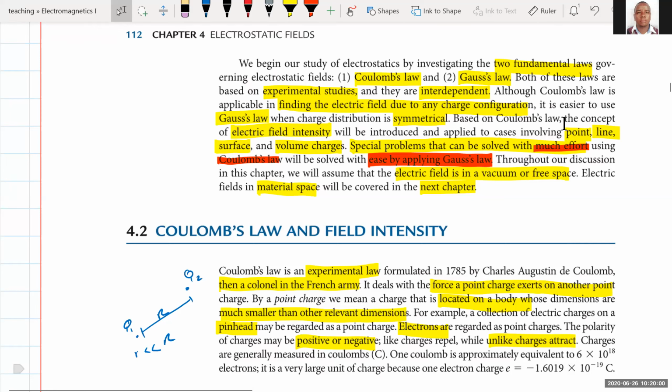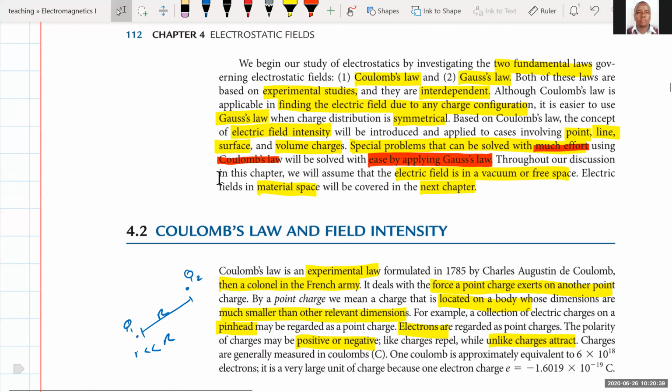Based on Coulomb's law, the concept of electric field intensity will be introduced and applied to cases involving point, line, surface, and volume charges. Special problems that can be solved with much effort using Coulomb's law are, as I have mentioned, much easier solved using Gauss's law. So we just introduce both of them, and then we find the applications at different points.